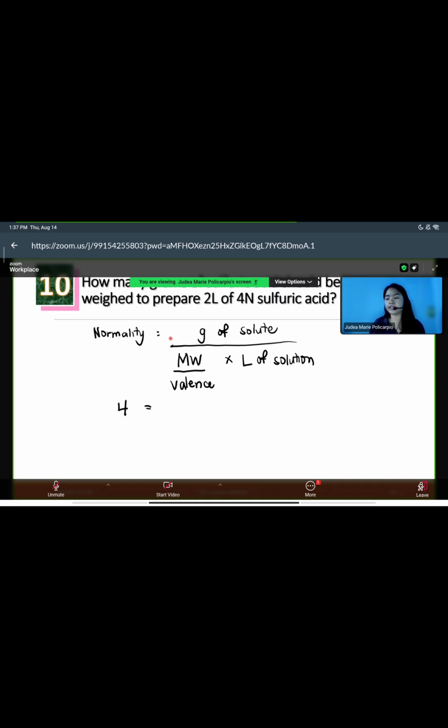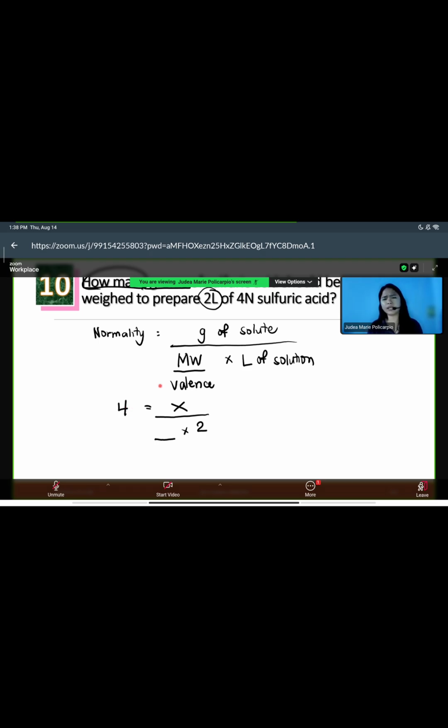Tapos, anong ilalagay natin sa grams ng solute? Since hindi pa natin alam, tinatanong pa lang siya sa atin how many grams. So, we don't have an idea yet kung gaano kadami yung grams ng ating solute. Siya yung ating magiging misteryosong X. Ito yung pinapahanap sa atin. Tapos, i-divide daw natin sa molecular weight ng ating solute. Pero before that, ilagay na natin yung liters. Binigay naman yung liters ng ating solution, so 2 liters. Lagay na natin si 2 dito sa liter of the solution. Ang malaking problema natin is wala pa tayong molecular weight ng ating solute.